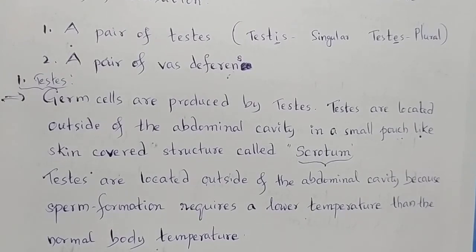The first portion is a pair of testes. The second portion is a pair of vasa deferens. The germ cell producing portion is a pair of testes, T-E-S-T-E-S, that is plural. Singular is T-E-S-T-I-S. One vowel is different in plural and singular. Try to remember it. And a pair of vasa deferens, these are tubes which deliver the germ cells from the testes. Let us first discuss the testes.